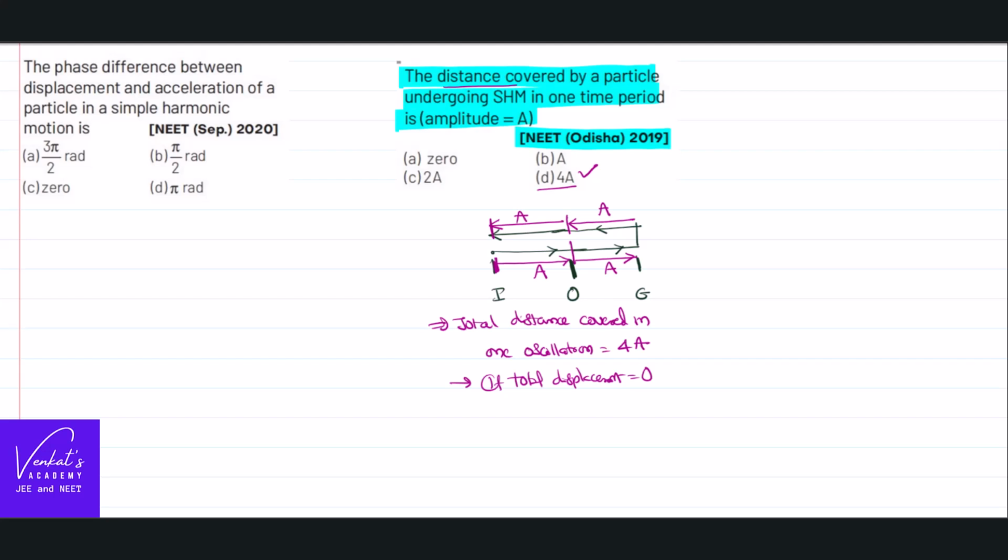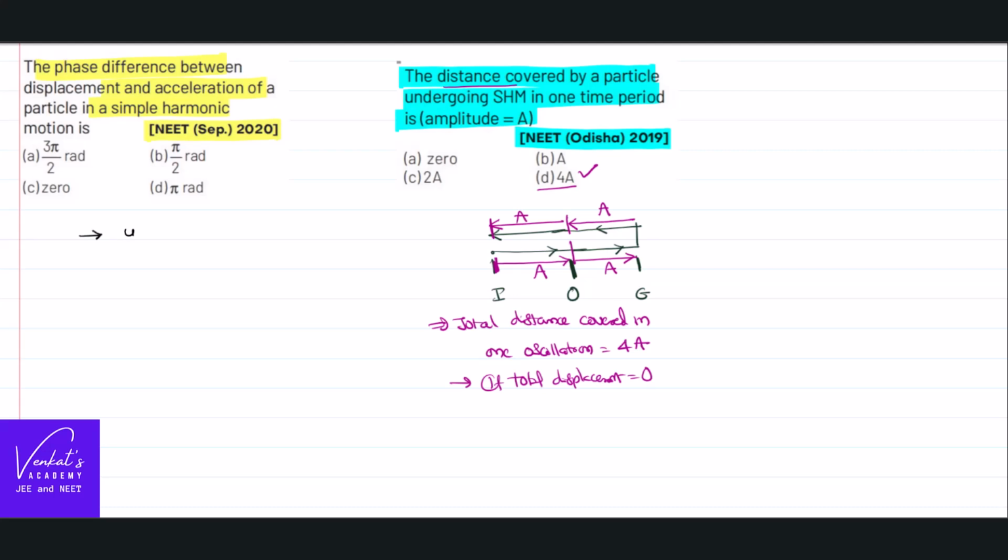Let me answer another question that was given in NEET 2020 from the same topic. The phase difference between displacement and acceleration of a particle in simple harmonic motion is? We can simply say that velocity differs from displacement by 90 degrees. Acceleration differs from velocity by another 90 degrees. Therefore, displacement and acceleration have a 180 degree phase difference.